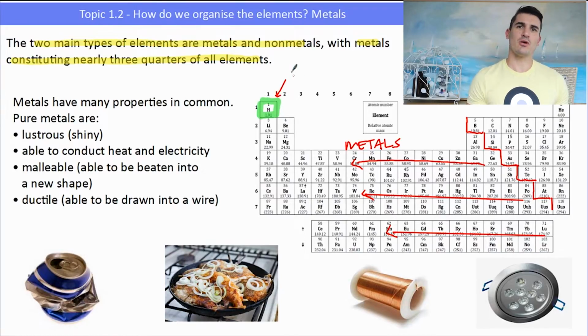You have to remember though, hydrogen is the first element on the periodic table, and it's on the metals side, but it's not actually a metal, it is a non-metal. So just be careful with that one.